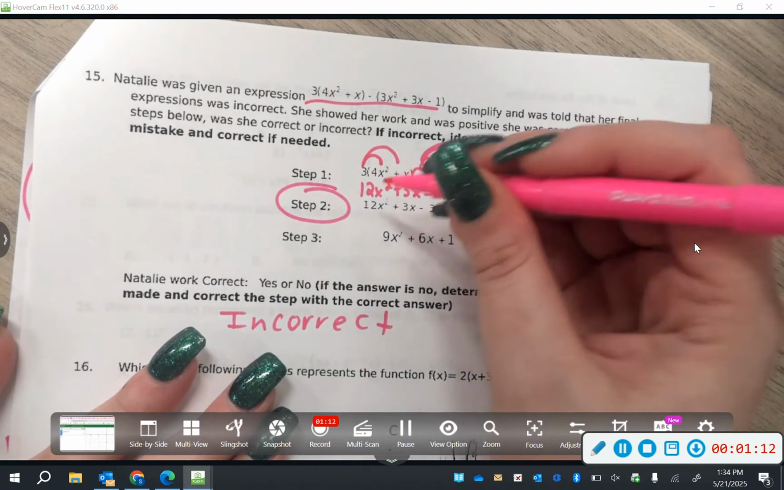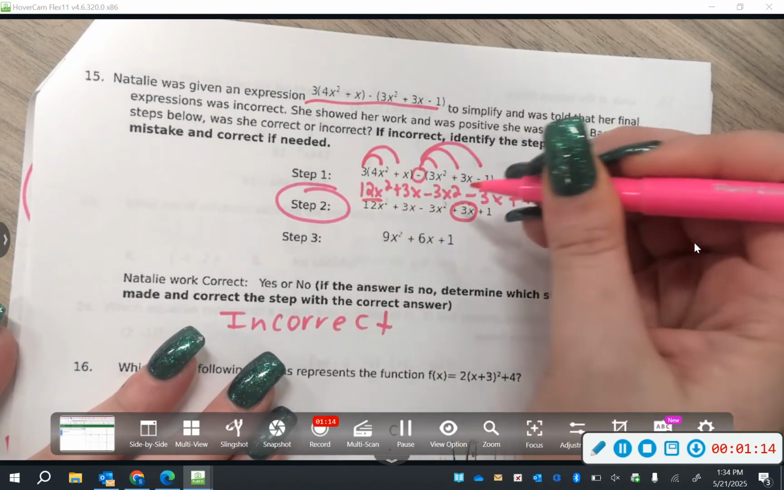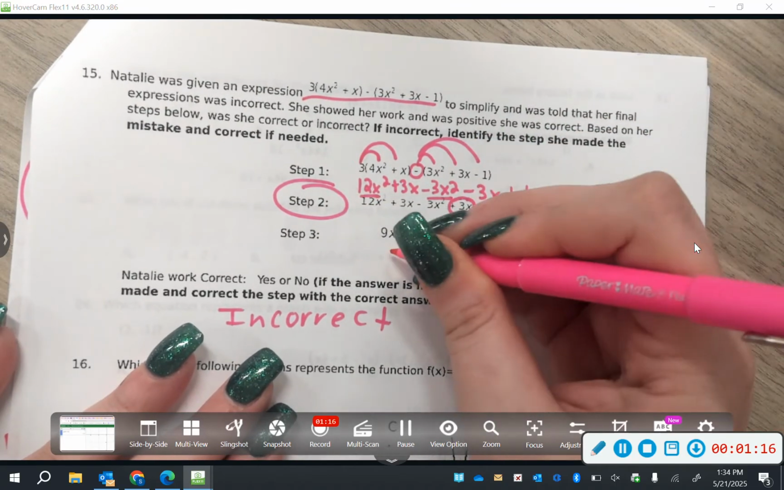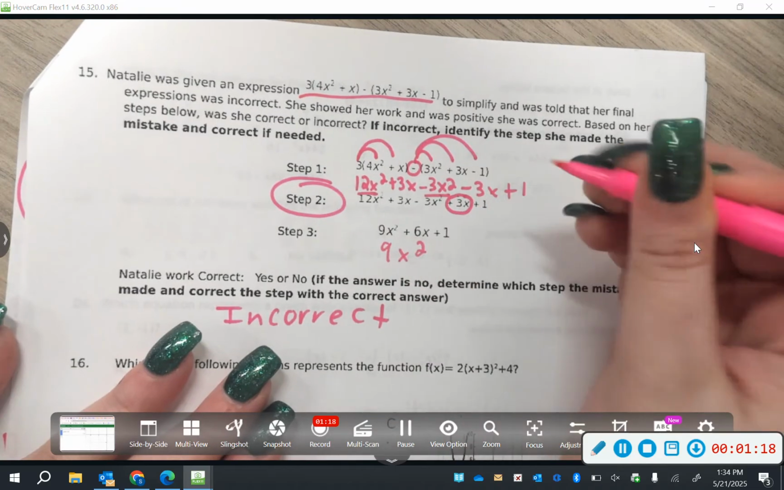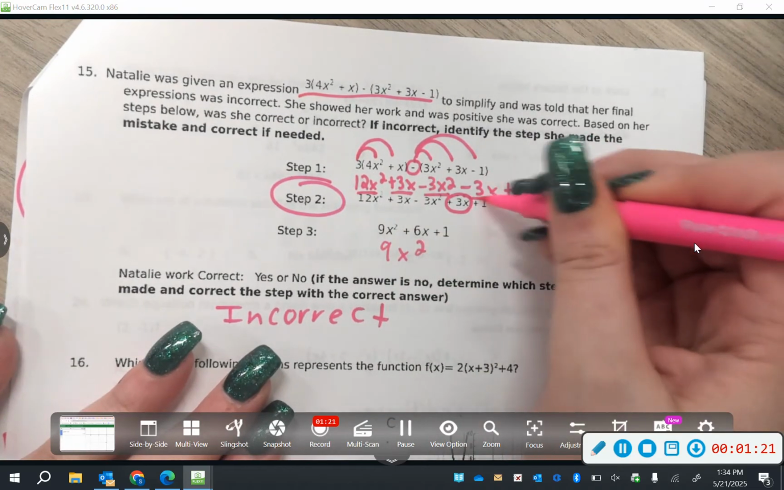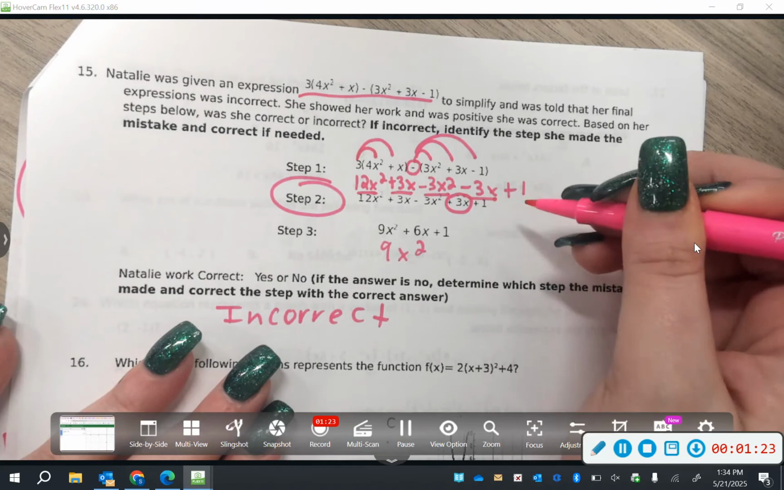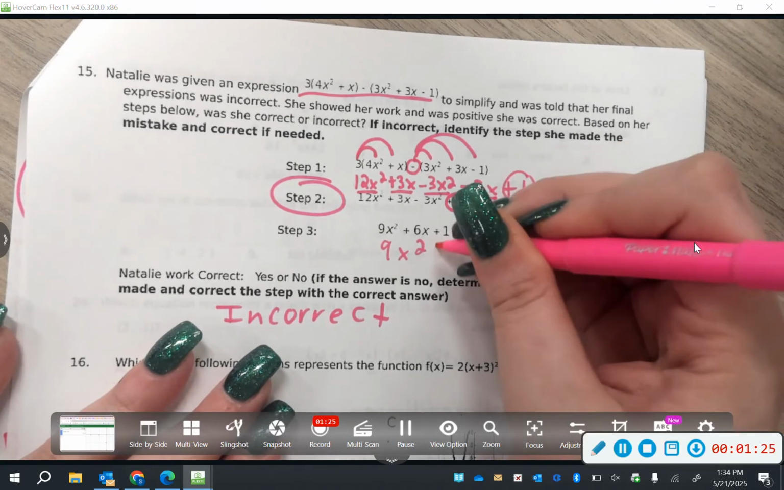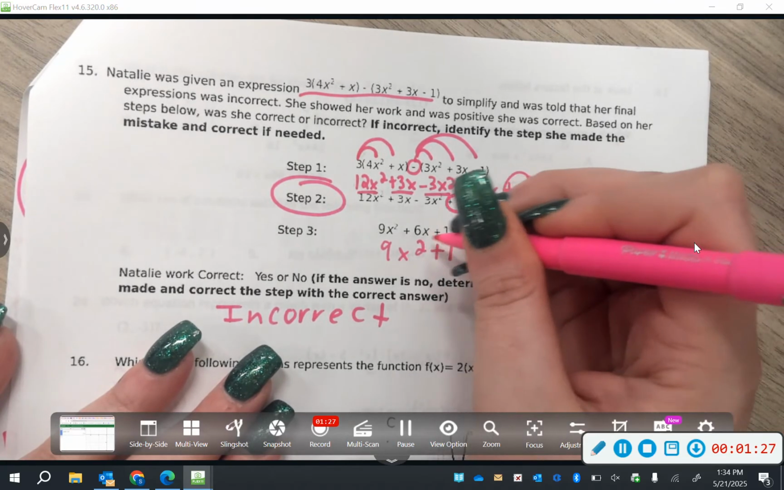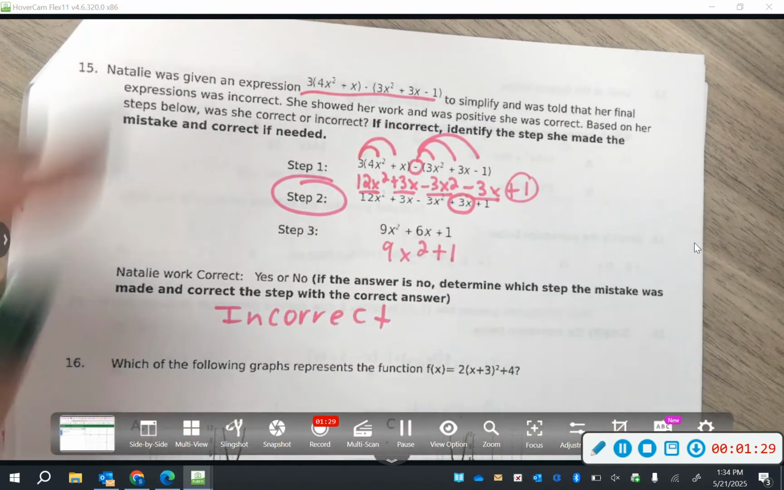Now she would combine like terms. So 12x squared and negative 3x squared is 9x squared. We got positive 3x and negative 3x, so those cancel out. And we just have a positive 1 left. That would have been the correct answer.